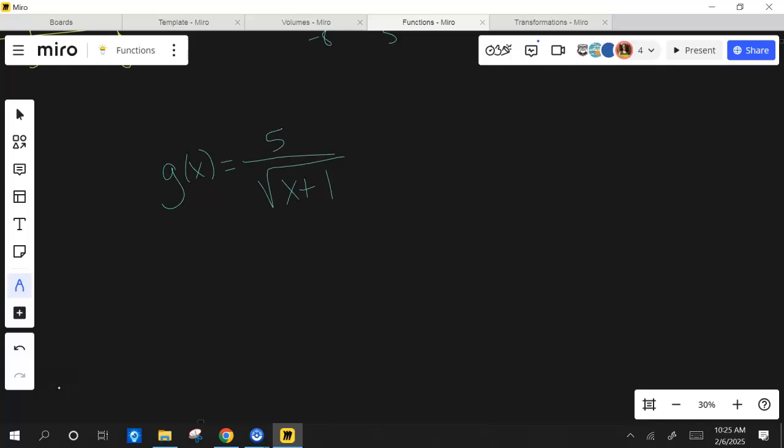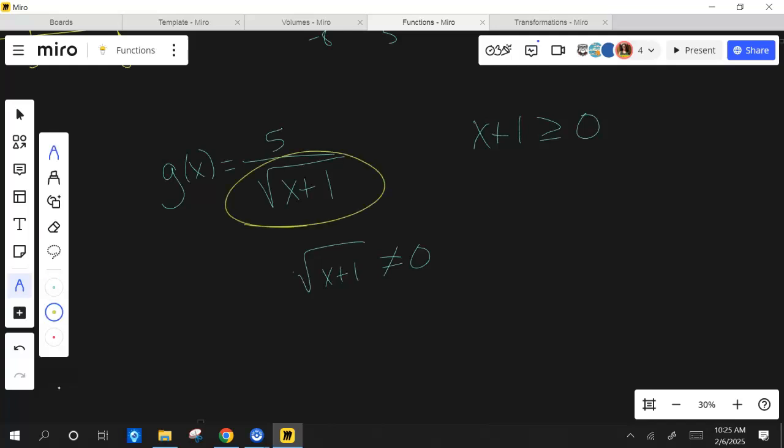All right, I've got both scenarios here, right? Radical and fraction. The radical says that x plus 1 has got to be greater than or equal to 0, but the fraction says this can't be 0. So since the denominator is a radical in and of itself, if that's all you have in the bottom, I just say, okay, x plus 1 has got to be greater than 0 instead of greater than or equal to 0.